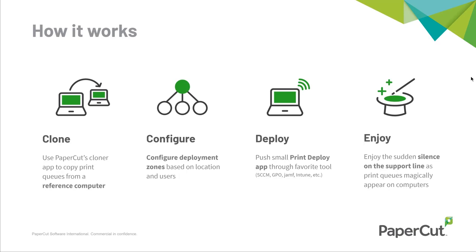We've developed a small Print Deploy app, and you can push this app out to all the end user computers through your favorite tool like SCCM, GPO, Jamf, Intune, or you can even install it manually on end users' computers as well. This app runs in the background as a service, and it will check on startup: are there any new print queues to install on the end user's computer? And then every 15 minutes, and this is configurable, it will check again whether there are any new print queues to install.